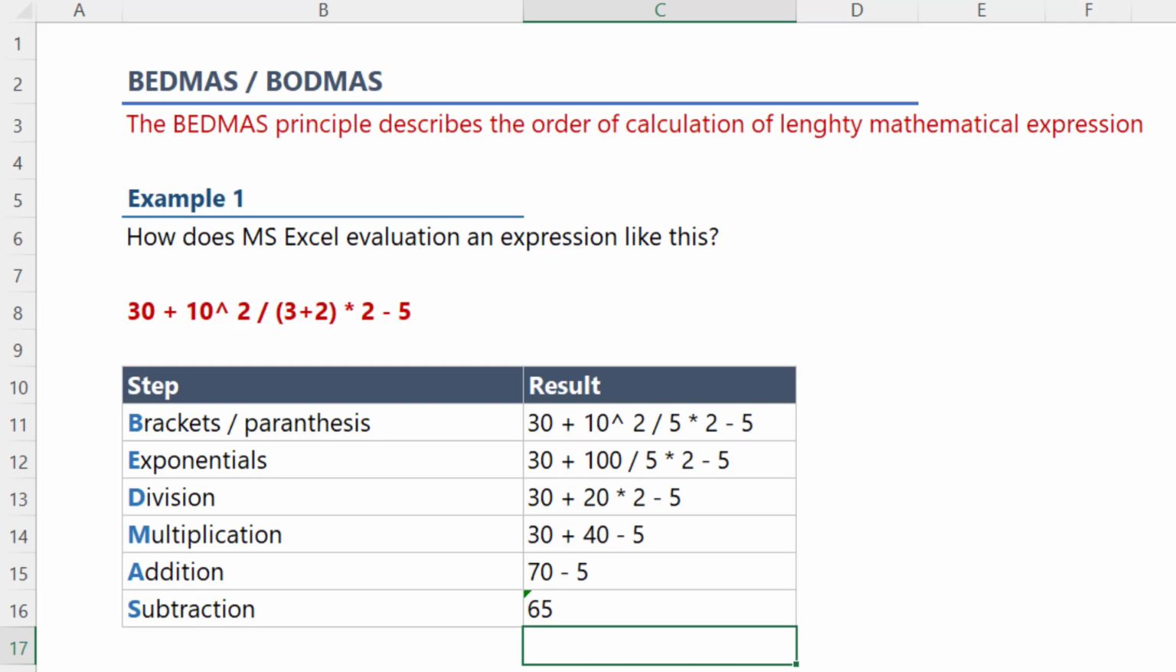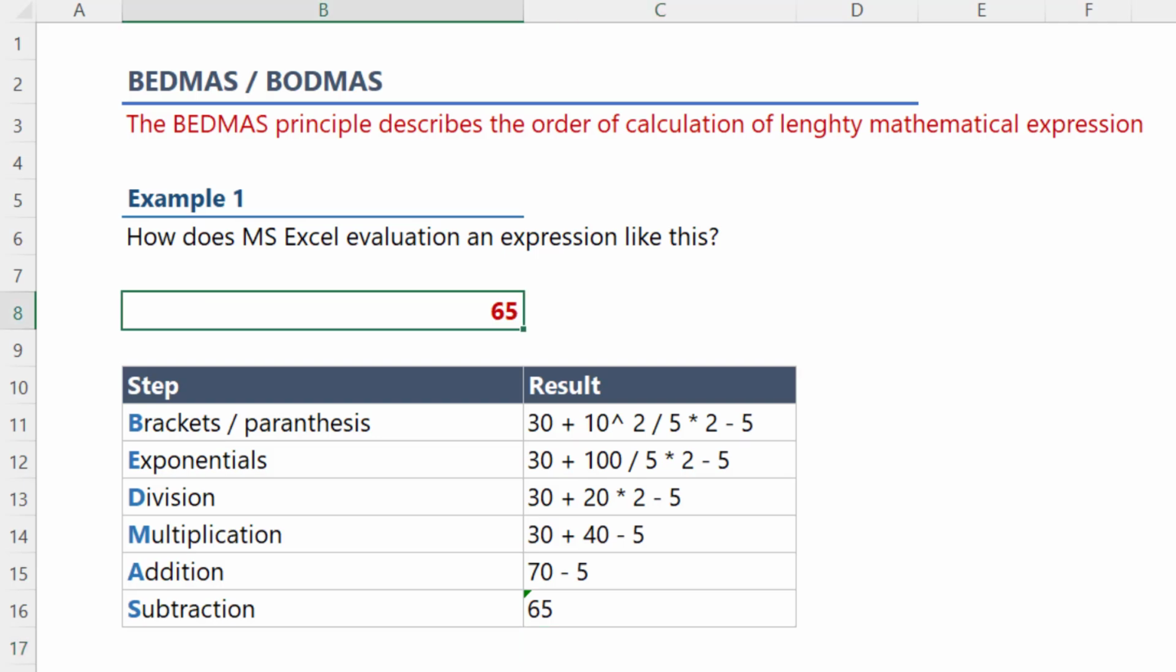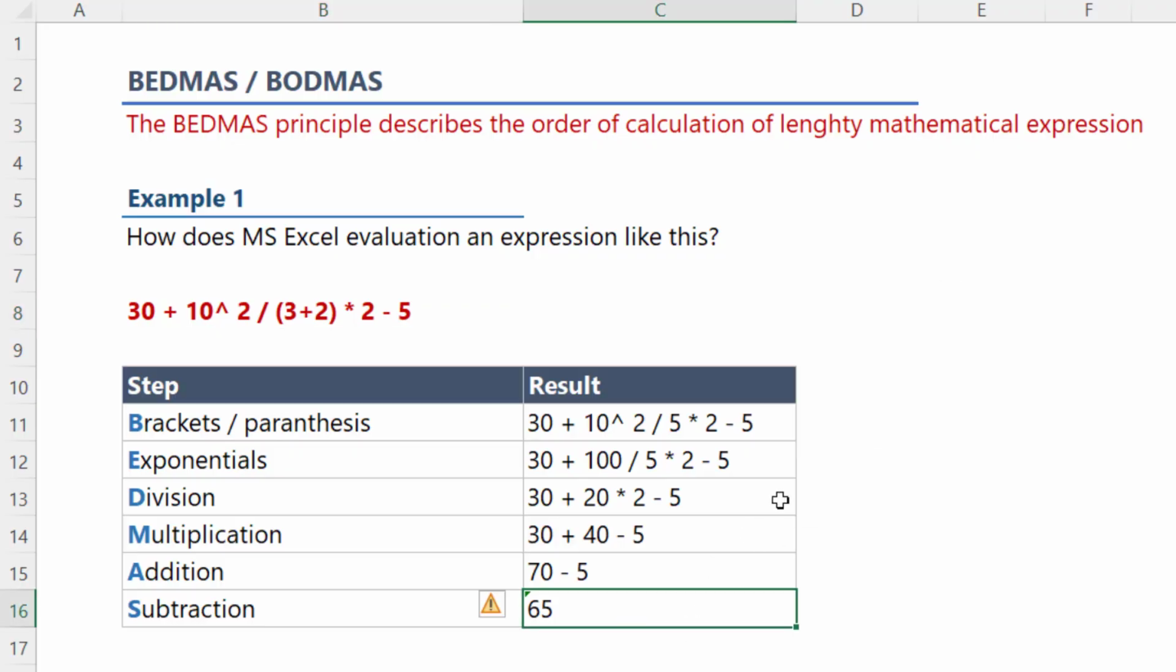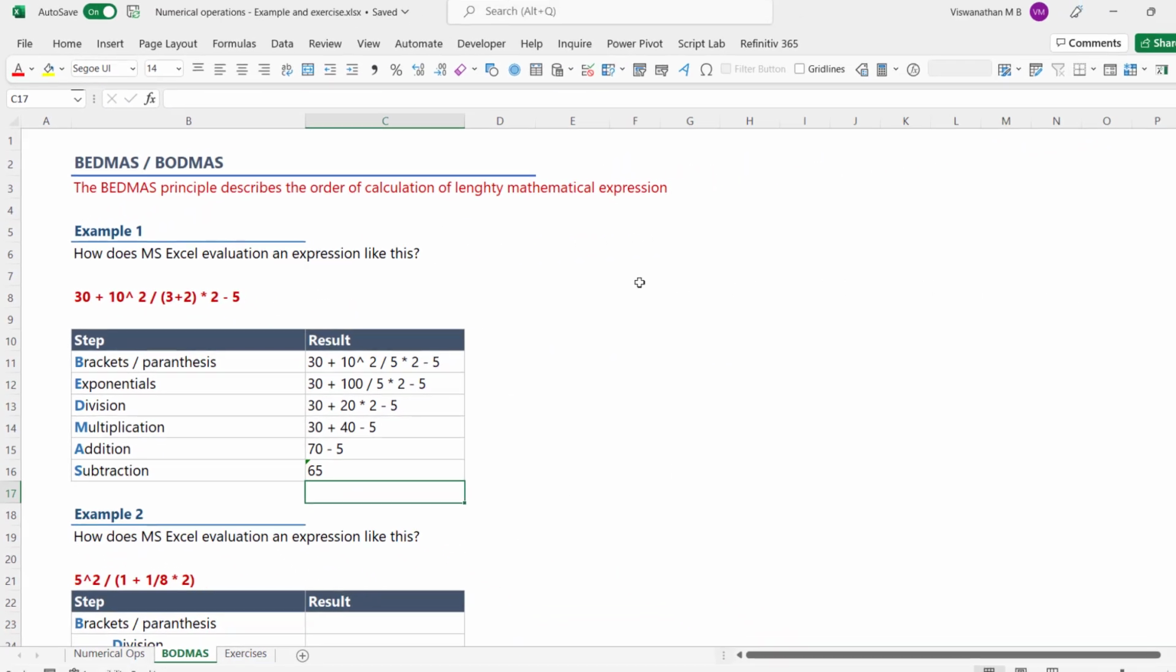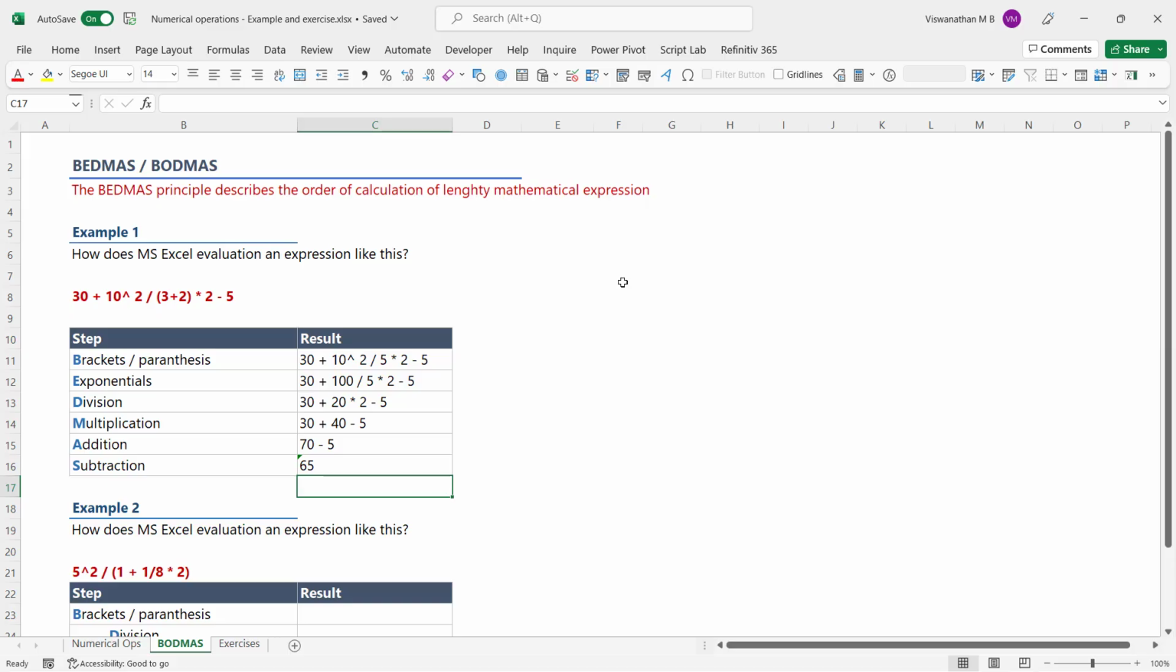So what we learned with this example is two things. One is the hierarchy of operations, and lastly, we also talked about when you have a number but you don't want Excel to recognize that as a number or as an equation, what do you do? Add a single quote. So I hope you understood the BODMAS principle here, but we'll do one more exercise to get some more clarity.